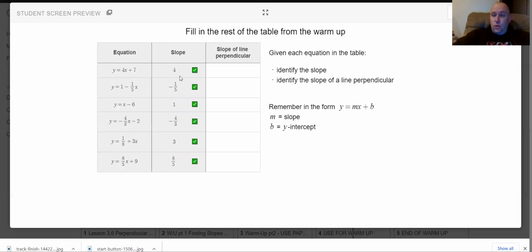Now, the table we had from the warm-up, how we're going to use that in today's questions is when we're finding equations, we'll be given an equation like this. We'd have to work out what the slope is. Last time we did this with parallel lines, it was just the same number. So today, that's obviously not true.